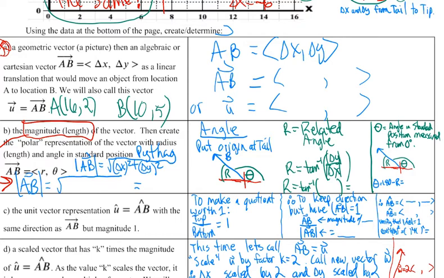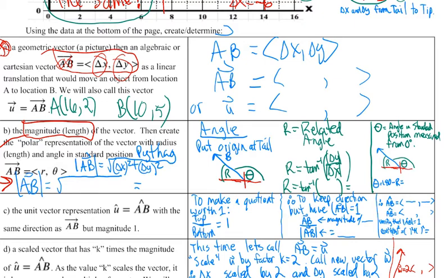Remember that a geometric vector is just a picture. A Cartesian vector has this form, and a Cartesian vector is also called an algebraic vector. What it means is delta x is how much x changes by when I go from A to B. Delta y is how much y changes by when I go from A to B. It's a linear translation.